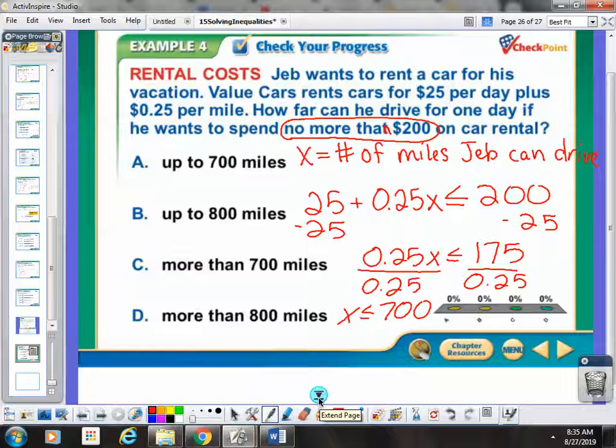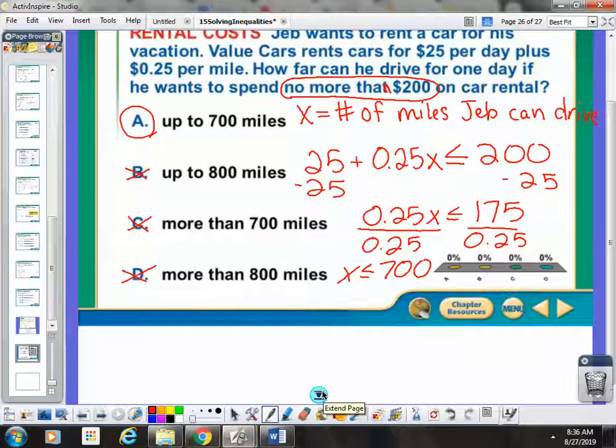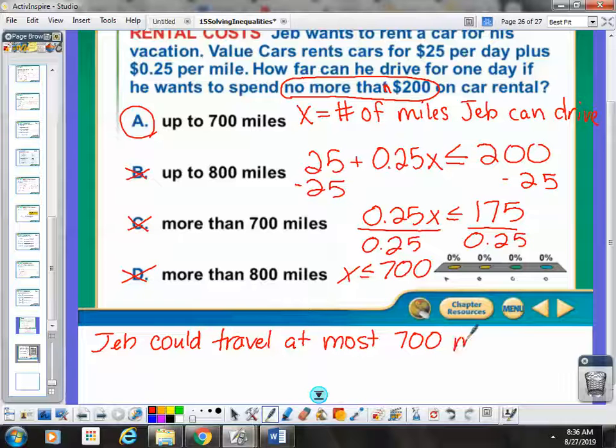Well, B and D can be eliminated off the bat, right? Can he travel more than 700 miles? No, it says less than or equal to. I think you're right, letter A. Up to 700 miles. Doesn't have to go exactly 700, but he could go 700. So let's write a sentence. We'll say that Jeff could travel at most 700 miles. Jeff could travel at most 700 miles.